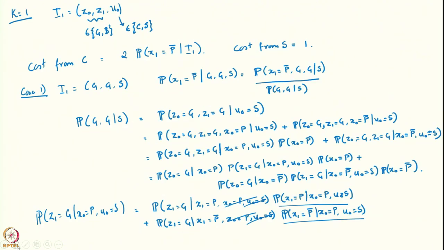As a result of this, I will just tell you what the final expression turns out to be. P of GG given S turns out to be just 2/3 times 3/4 plus 1/3 times 1/4, the whole squared. This becomes the denominator. We will now do the remaining calculations in a moment in the next lecture.